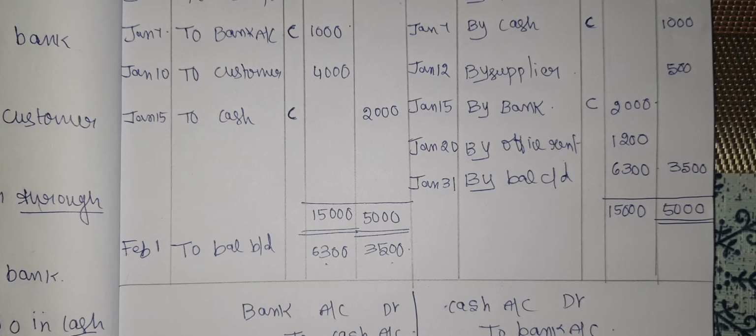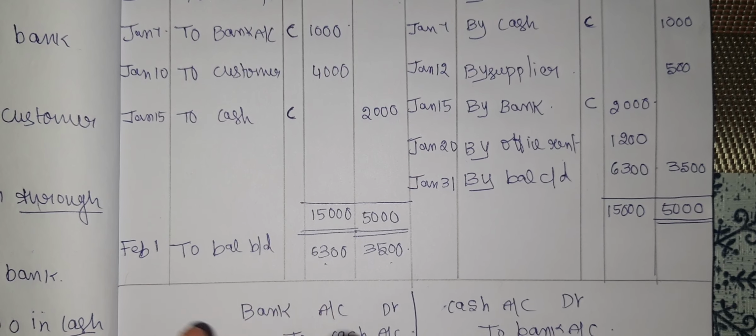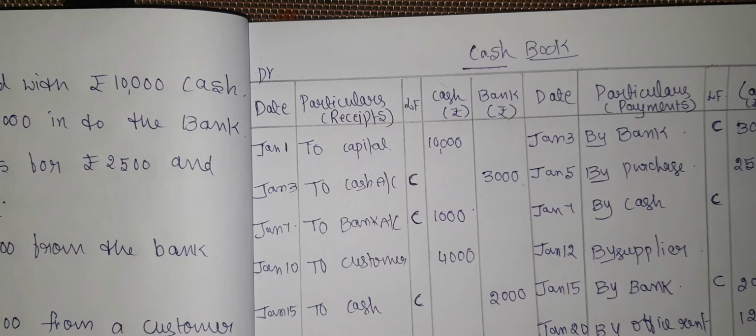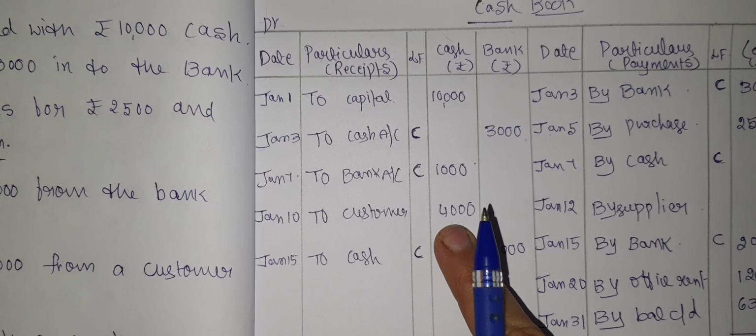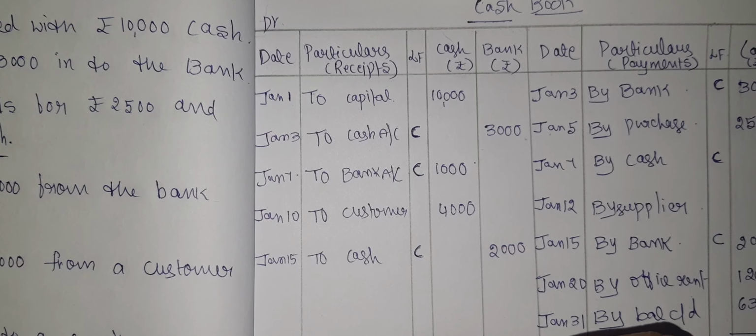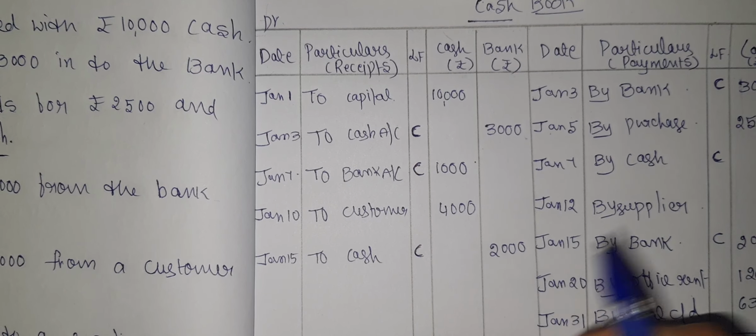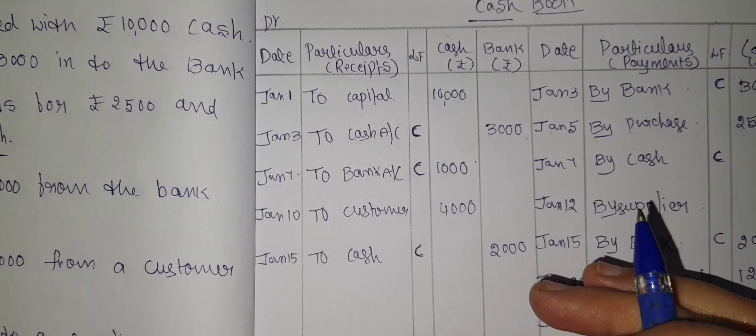Okay, in this way we have to solve the double column cash book problems. And in this class you learned how to enter the contra entries in the cash column and bank column. Okay, I hope this class is clear to you all.